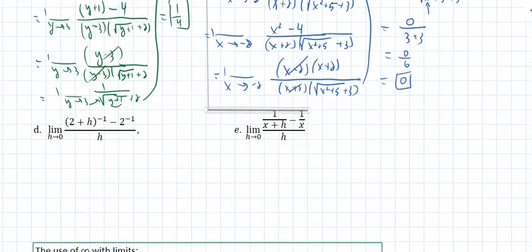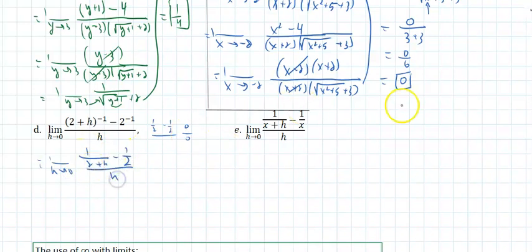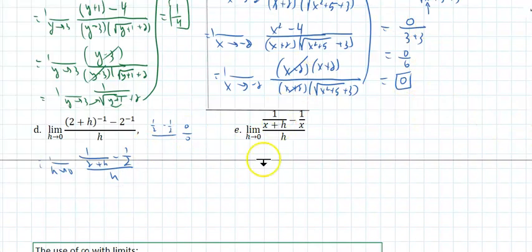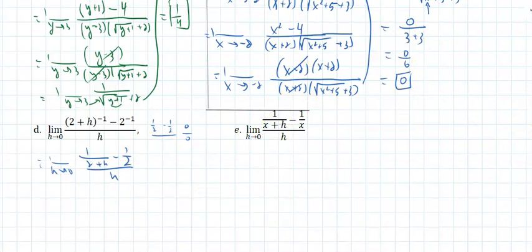We have two more types of problems that we come across. Here, complex fractions. If you let h equal 0, you get 1/2 minus 1/2, which is 0, over 0. So limit as h approaches 0. This is really 1 over 2 plus h minus 1 over 2, over h. You're going to have to clear the complex fraction. The way to do that, the quickest way, is to find the LCD for the top and the bottom combined. That's 2 times 2 plus h.